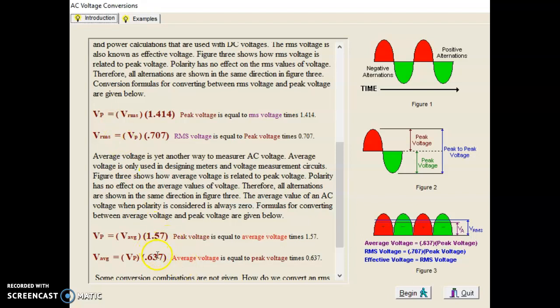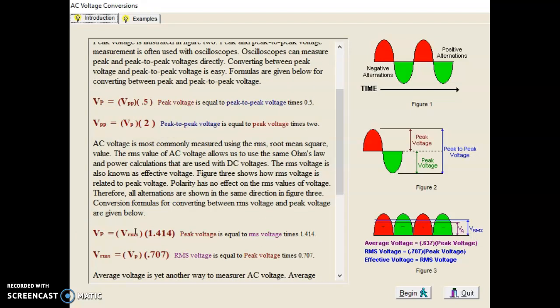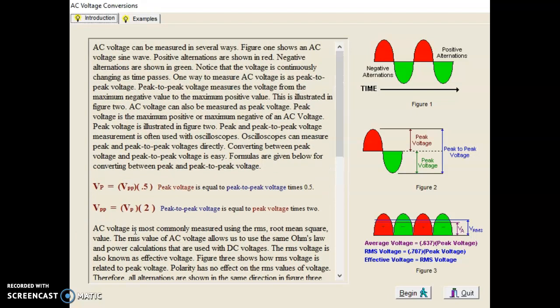The average values, remember average is 63.7% of the peak value overall. So if you take your peak times 0.637, that gives you your average voltage. And when you need to find the peak value given an average voltage, take that average voltage times twice 63.7, or 1.57, and that will give you your peak value. Just keep these in mind. This is a good reference tab that you can always come back to as we continue our studies with AC voltage. A lot of good information in here. These graphs might be able to help you out too.